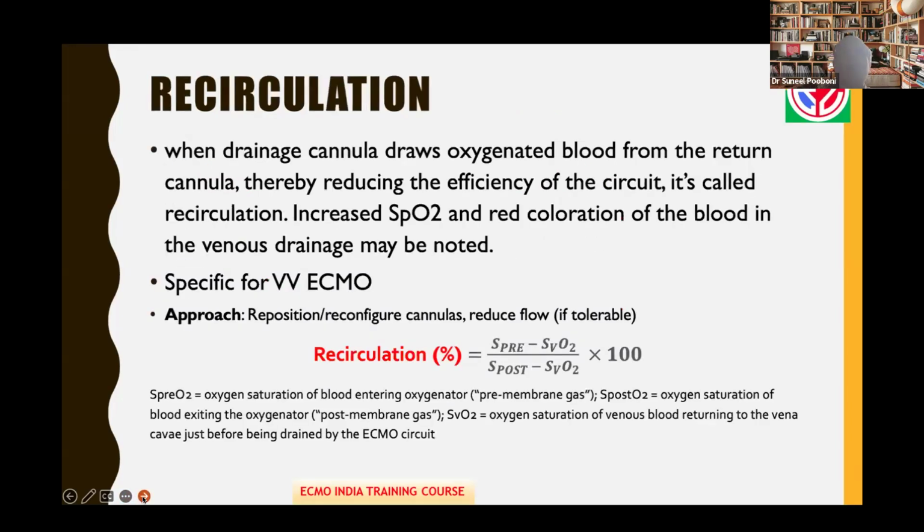So, I need to tell you a word about recirculation. Recirculation is the fraction of the blood which is purified by the oxygenator, returns to the patient and goes back to the venous circulation once again without going to the tissues. So here is the wastage, significant wastage, because this blood is already oxygenated. There is no need for it to be reoxygenated as such. So this is wastage. This is called recirculation. There are certain factors which lead to increased recirculation and certain factors which help in reducing the recirculation.